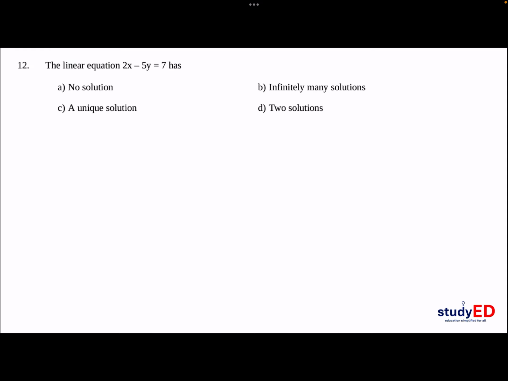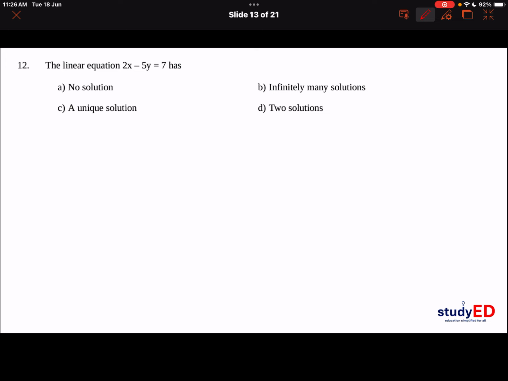The linear equation 2x minus 5y is equal to 7 has how many solutions? This is also a straight up given answer. There is no restriction on the value of x and y. Vice versa too. For any value of x, you have a corresponding value of y. For any value of y, you have a corresponding value of x. Given that we have no restrictions here, it directly has infinitely many solutions.